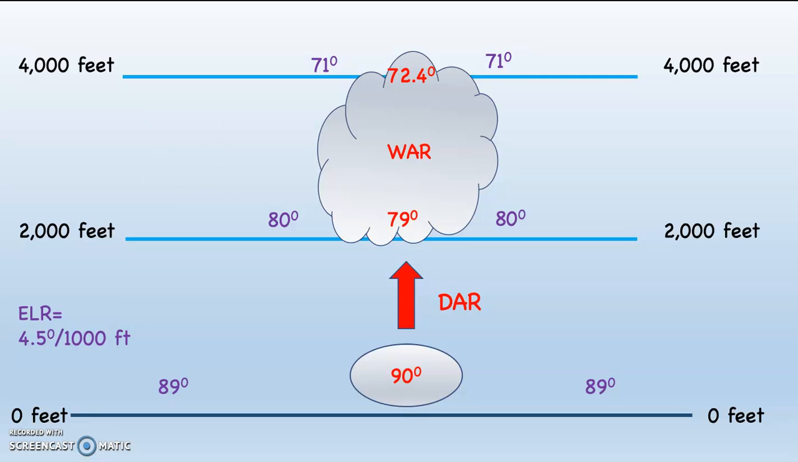So take a look at this, and now you ask yourself this. At 2,000 feet, is the parcel of air warmer or colder than the surrounding atmosphere? The parcel is in red, by the way. The answer is colder. If the parcel is colder than the surrounding air, we would classify it as stable. Good.